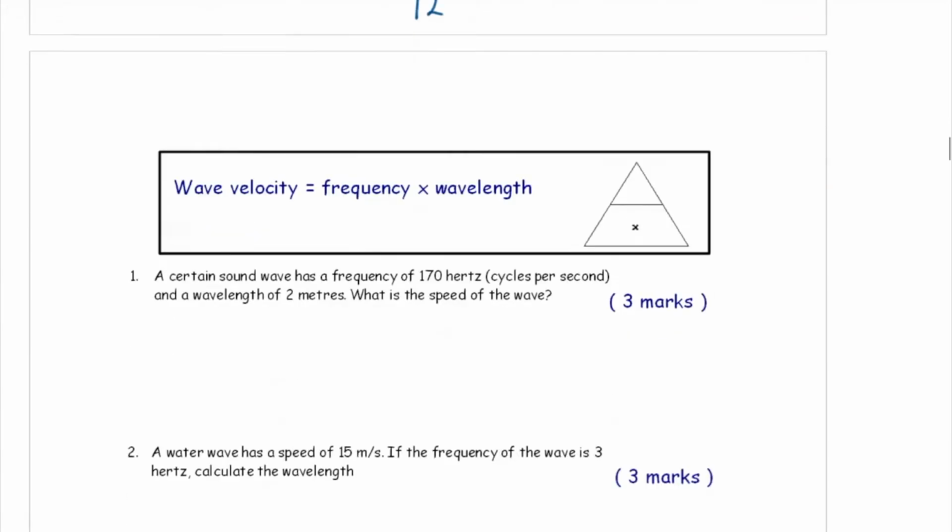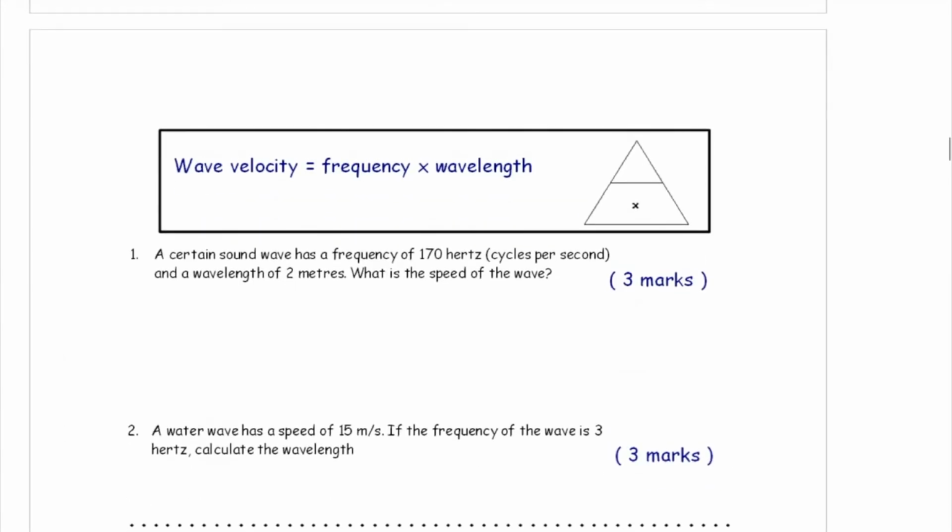Move on then to page 13. Remember, some of you are happy in terms of rearranging, and if you're doing higher tier, you need to rearrange. For example, if you want to get F on its own, you divide both sides by lambda. That would leave you with F equals V over lambda. Or you can use this method, where you cover one with your thumb to get the equation.